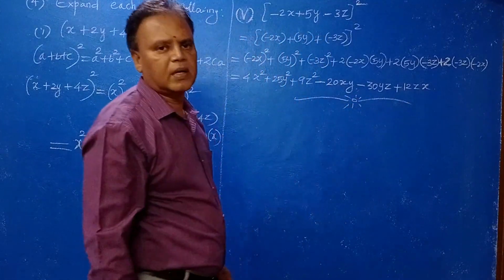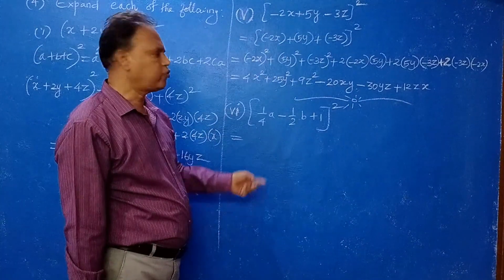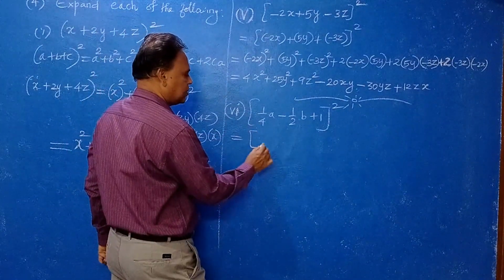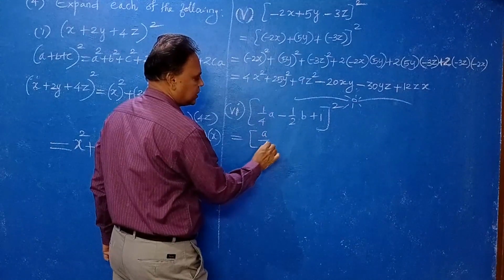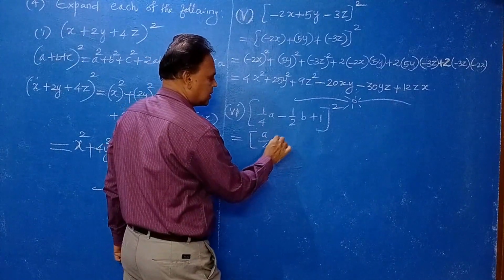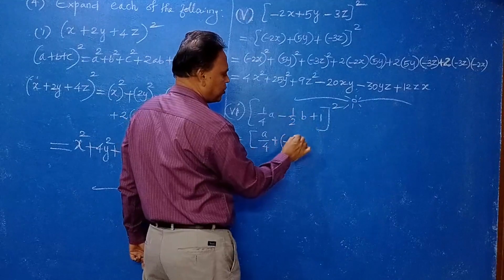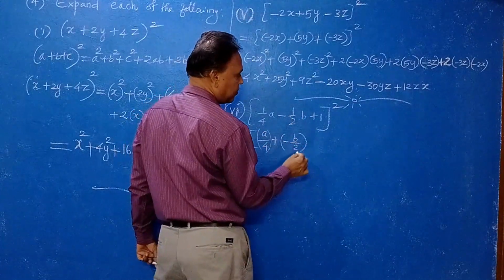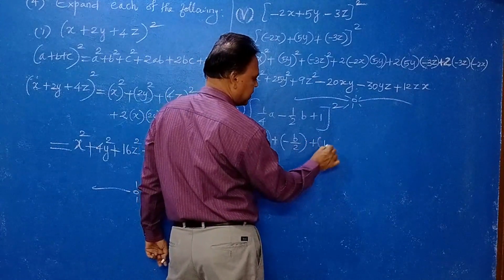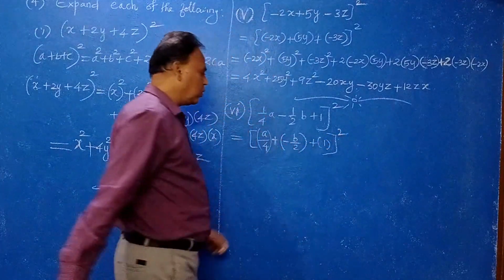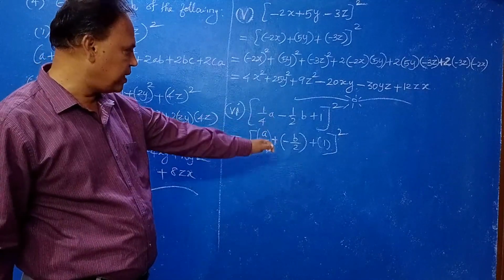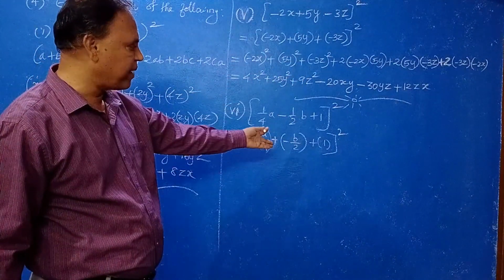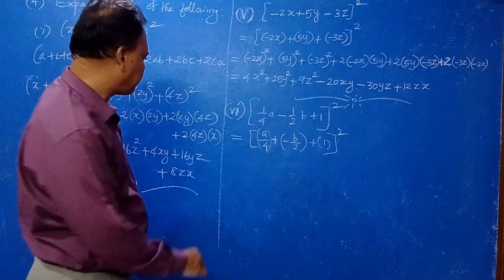Okay. Understand? You see this problem. For our convenience, you write it in this form: a by 4 plus minus b by 2 plus 1 the whole square. So the form you are getting is a plus b plus c the whole square. What is a? a by 4. What is b? Minus b by 2. What is c? 1. So apply the formula.